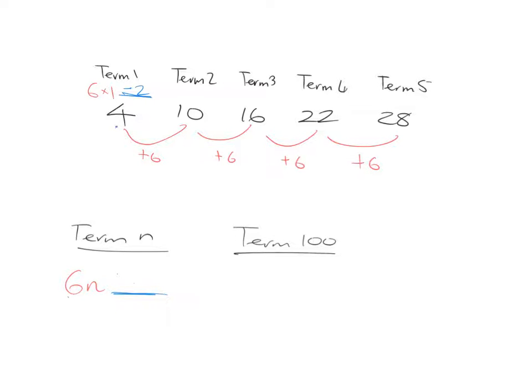Let's just check because it's got to work for every term. This would be 6 times 2, it's 12, and if we subtract 2, do we get 10? Yes. And we could carry on checking. This one would be 6 times 3 is 18, minus 2 does give me 16. So this minus 2 we now can be pretty sure is what needs to go on for term n. So 6n minus 2. And then to get term 100 is easy. It'll be 6 times 100 subtract 2, which is 600 subtract 2, which is 598.